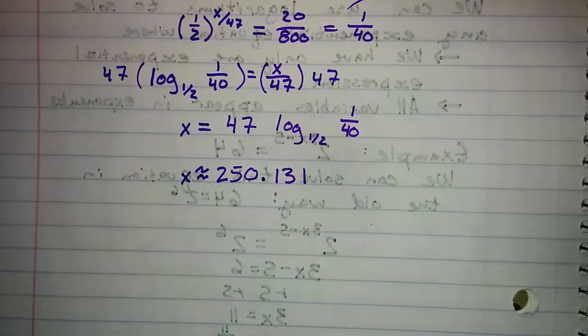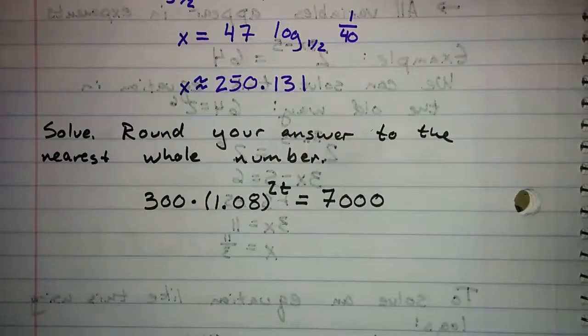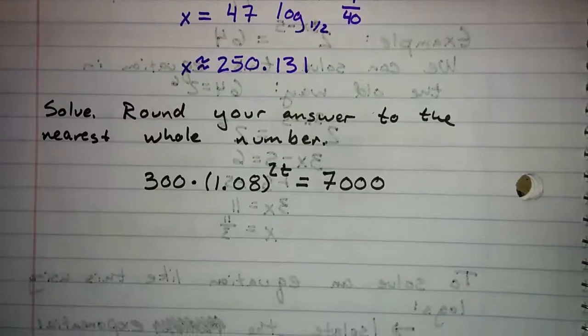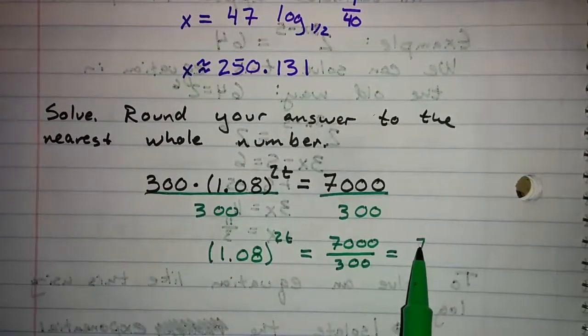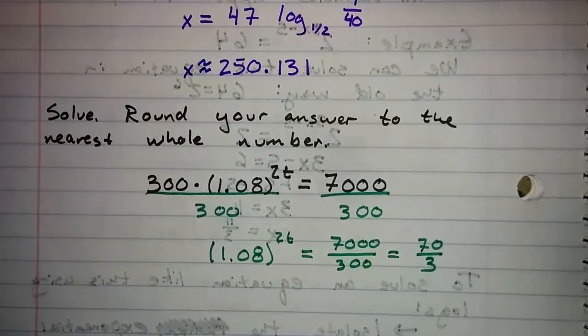I'm going to give you one of these to try. Solve this equation. Round your answer to the nearest whole number. Pause the video and try this now. All right, so we want to isolate the exponential. Divide both sides by 300. I think that simplifies to 70/3. I don't think it's going to simplify any more than that.